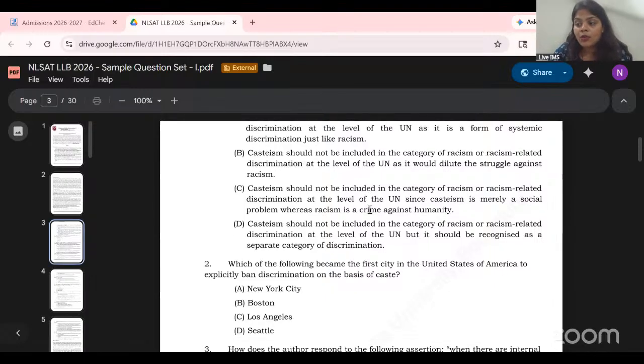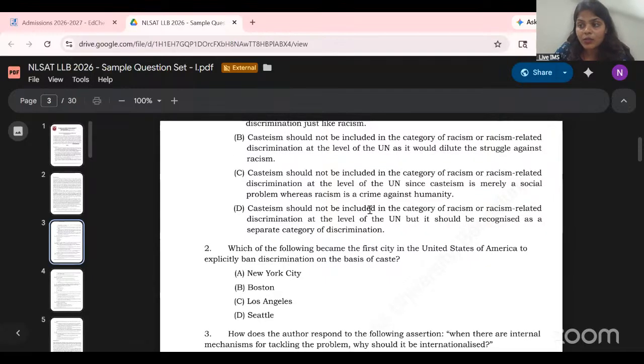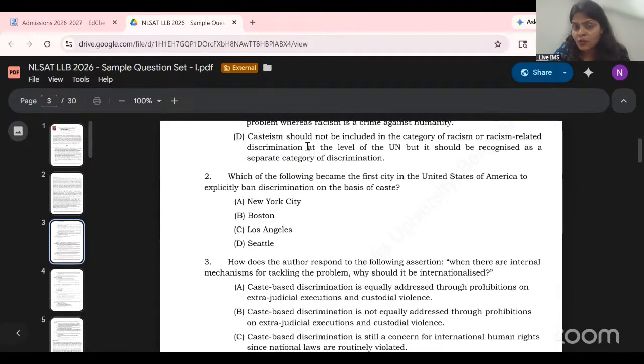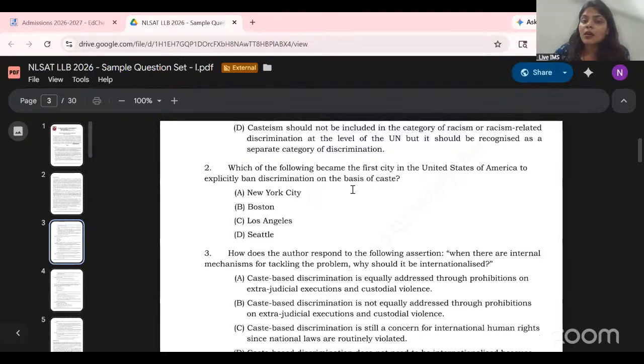Have you all understood how to attempt question number one? Now, let us move on to the other questions. The answer for the first question would be D. Second, you would see that it is a GK-based question. It asks which of the following became the first city in the United States of America to explicitly ban discrimination on the basis of caste. That is your second question.